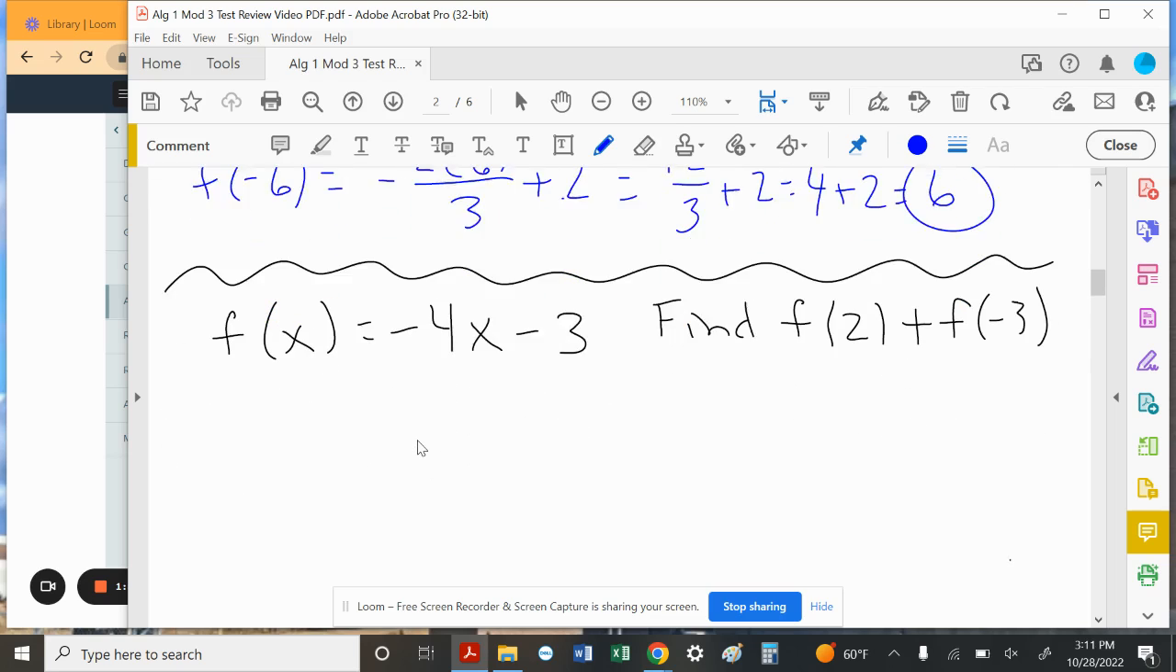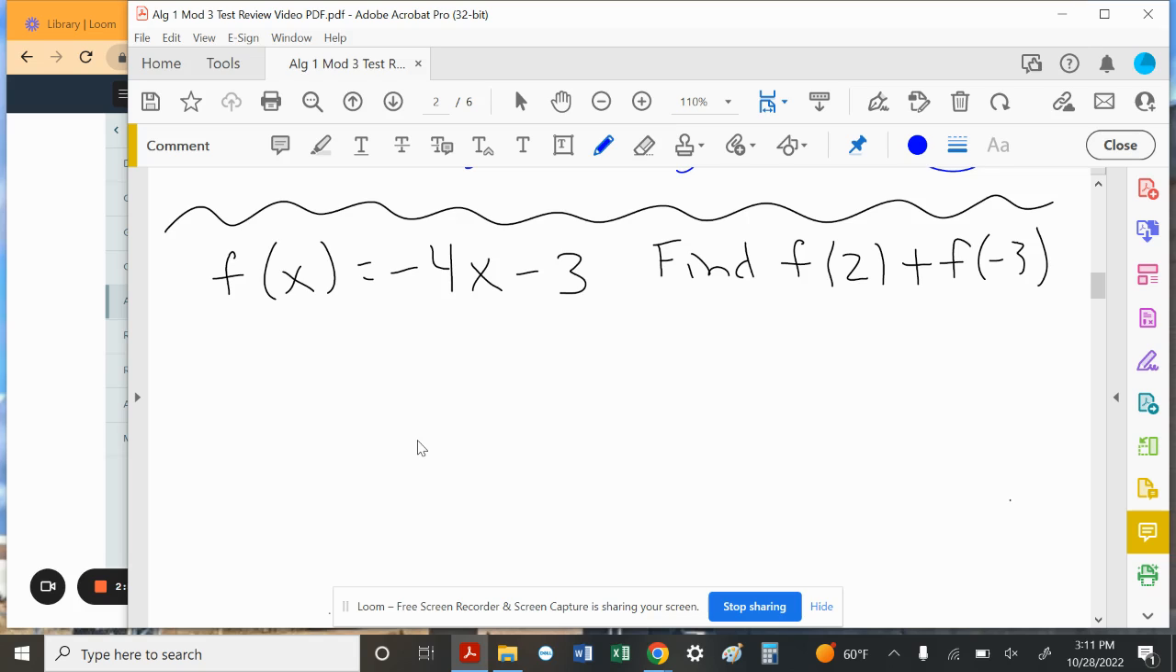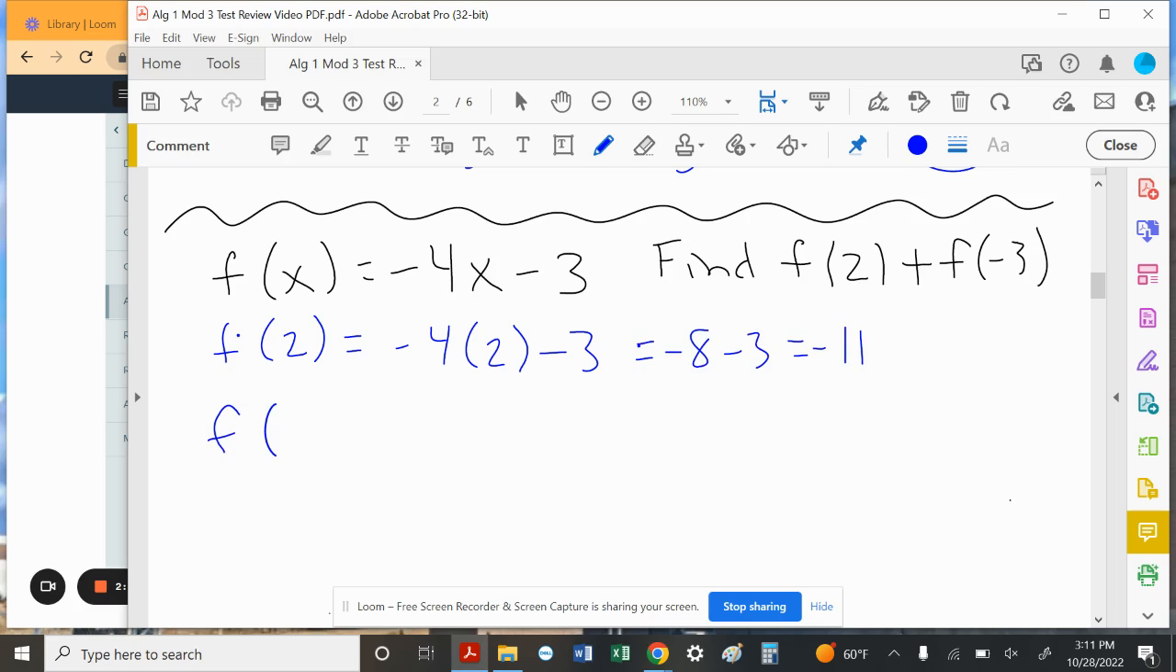Okay, so now we want to find f of 2 plus f of negative 3. So we're going to do the same thing that we did above. We're first going to plug in a 2. Negative 4 times 2 is negative 8, minus 3, which is negative 11. And then we're going to look for f of negative 3. And that means we have negative 4 times negative 3 minus 3. We're just plugging it in for x. Negative times a negative is a positive. 12 minus 3 equals 9.